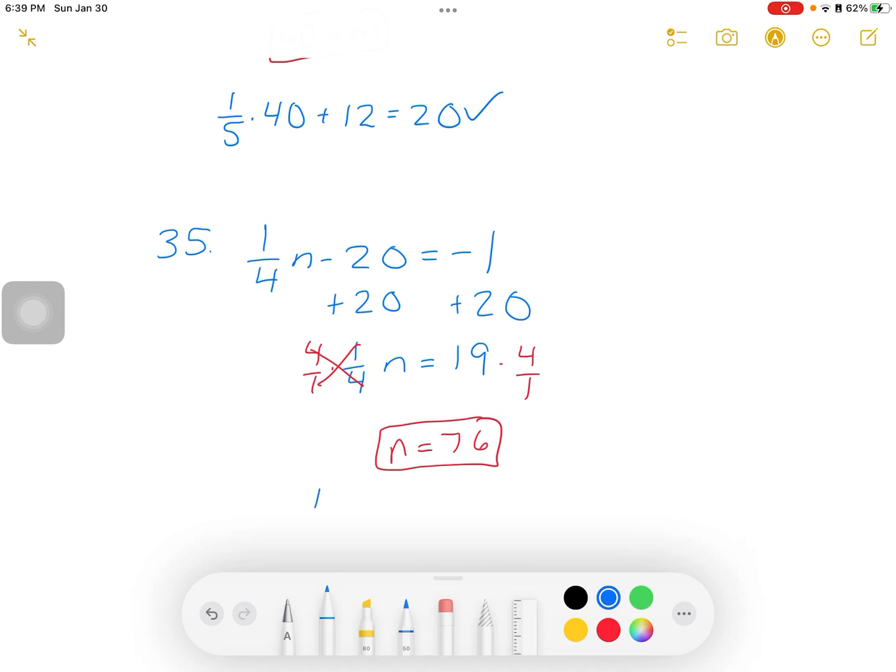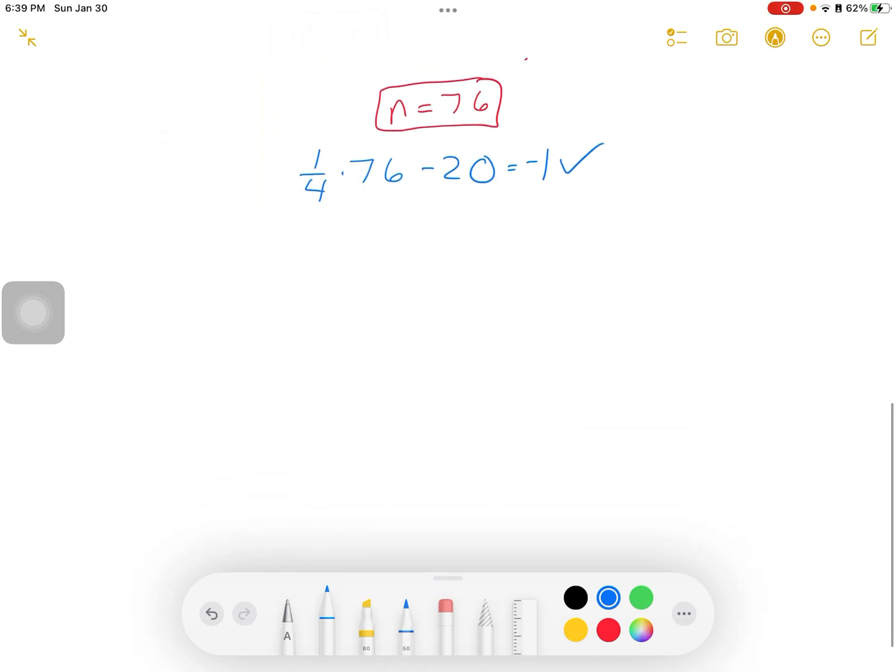And to check it now, I would in my calculator do 1/4 times 76 and subtract 20 from it. And if I end up with an answer of negative 1, which I do, then I know that I'm correct. So when you have a fraction, you're going to multiply by the reciprocal.